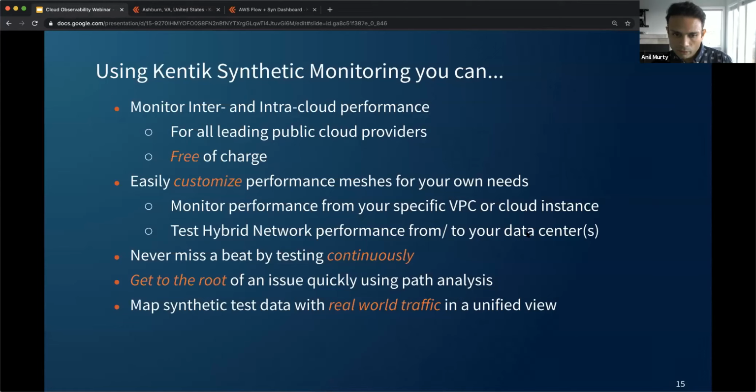So just some of the tools that we give you to not just get to knowing when a certain failure happens within your synthetic tests, but going that extra step and trying to investigate where along the way is that latency or that packet loss getting introduced and getting to the root of it. And then last but not least, just being able to map synthetic test data with real world traffic in one single unified view, I think, has tremendous potential in terms of saving you the time it takes to get to the root of a problem.